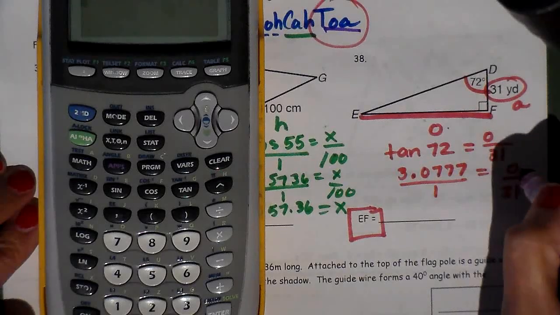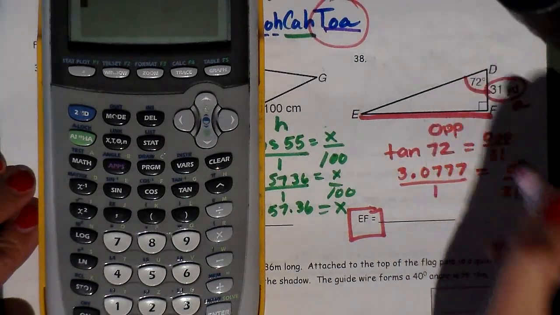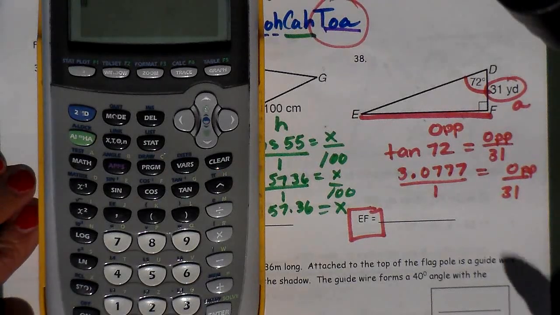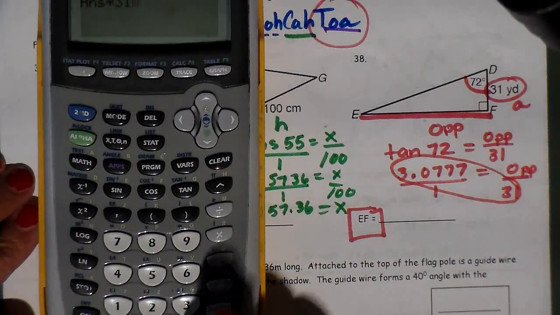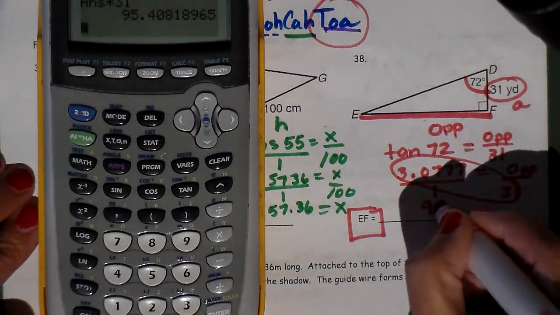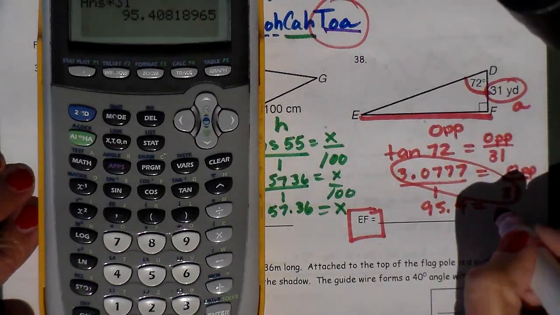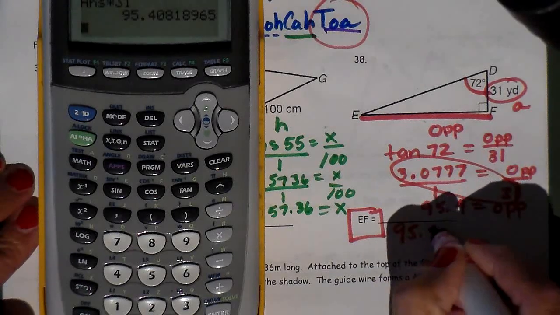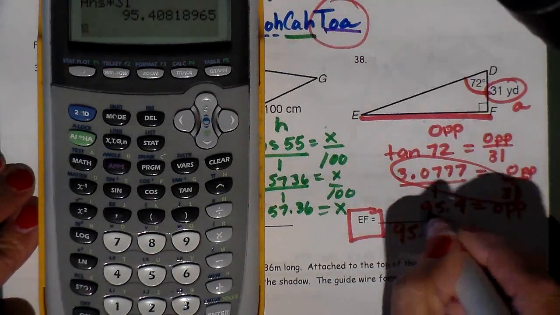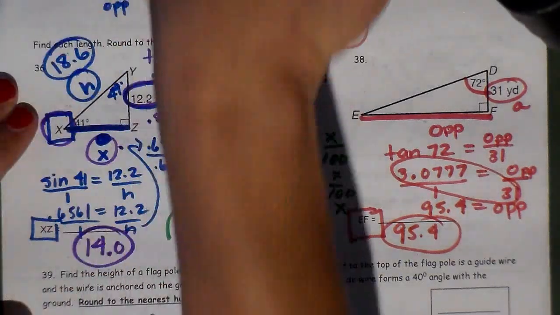So now we're going to cross multiply. Now this is opposite. I'm just going to put OPP. I'm going to cross multiply. So I'm going to multiply that by 31. So I get 95.4. And then 1 times opposite equals opposite. So EF is 95.4. And you are done. So that's how you apply the trig. Okay, you have to set up the ratios.